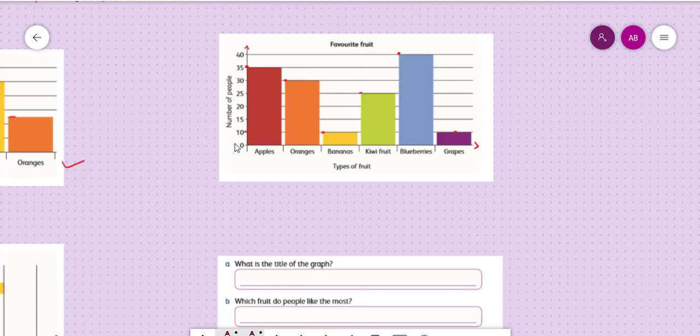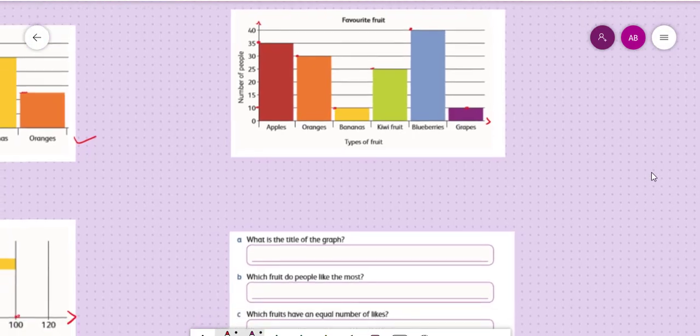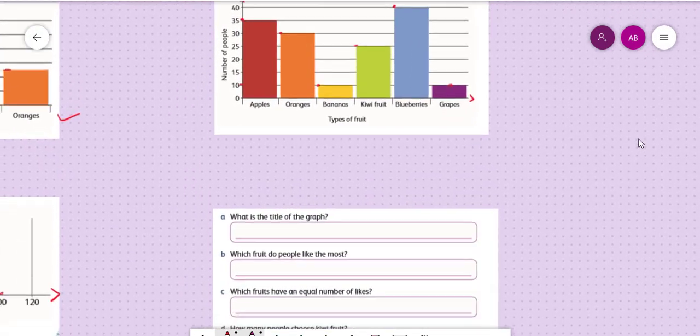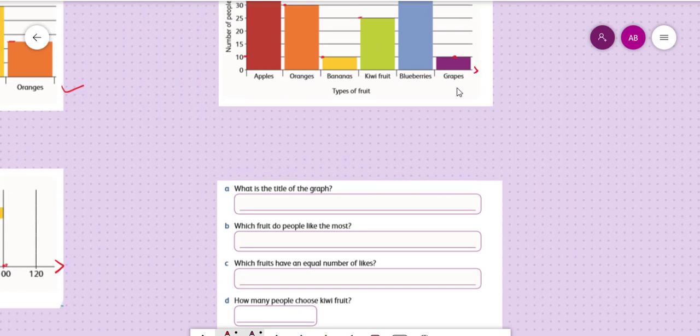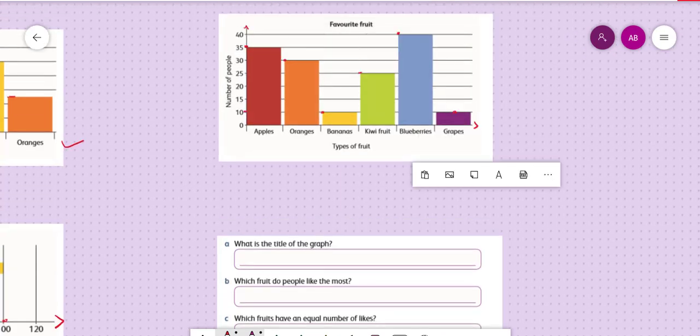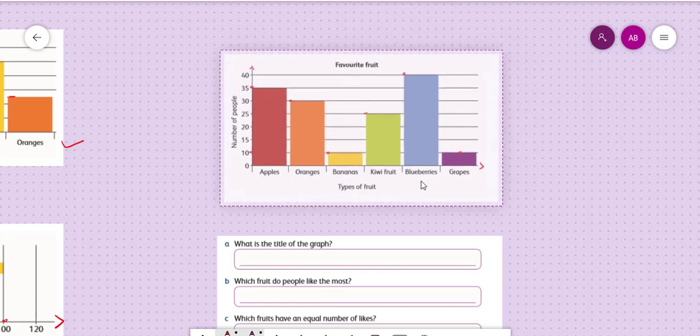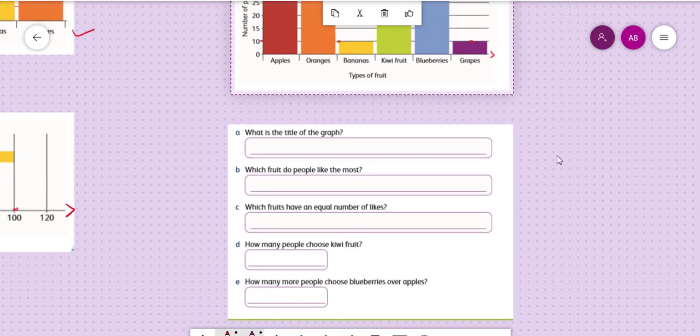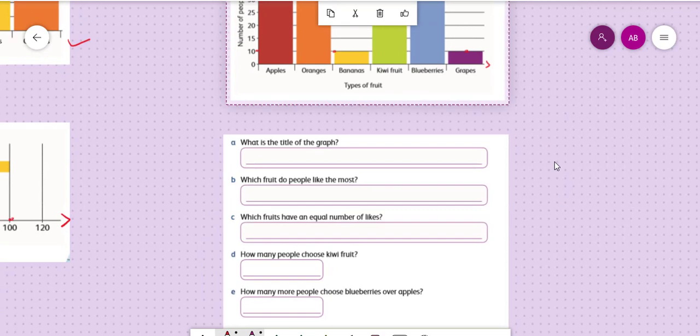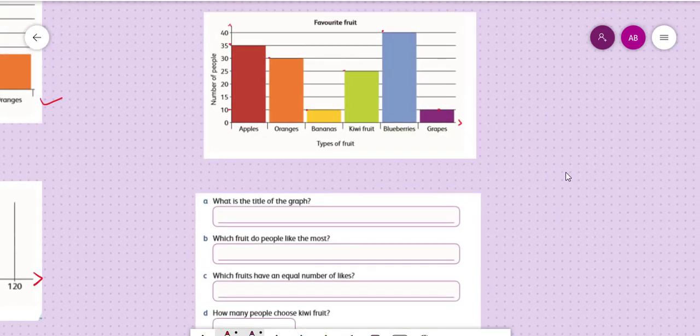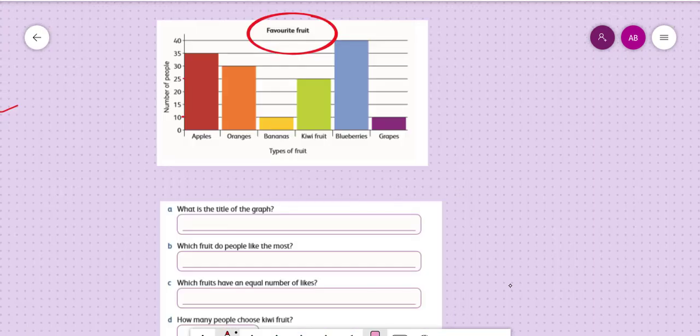Okay, kids, now you already read the data and look at the question. The most important thing after you read the data is to understand the question. Without understanding the question, you cannot answer it with the right answer, everyone. Okay, now let's read the question first. What is the title of the graph? The title of the graph is over here. Teacher Fia already wrote favorite fruit, so the title will be favorite fruit of people.